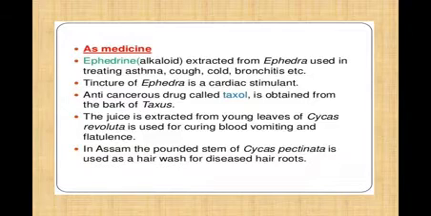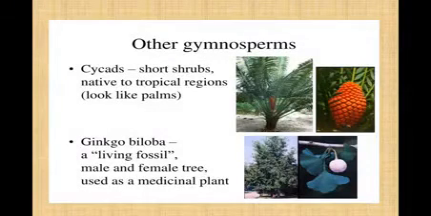In Assam, the pounded stem of Cycas pectinata is used as a hair wash for diseased hair roots. So, as we get to know, the gymnosperms are a very important factor of our industry, our ecological importance, and they also have many uses in medicine. So here we will discuss the other types of gymnosperms, which are cycads.